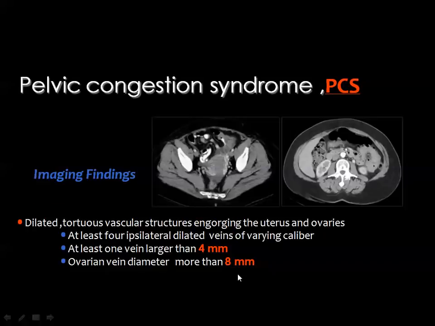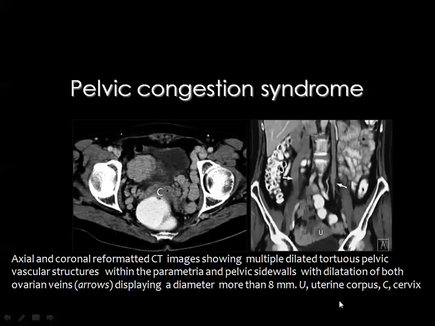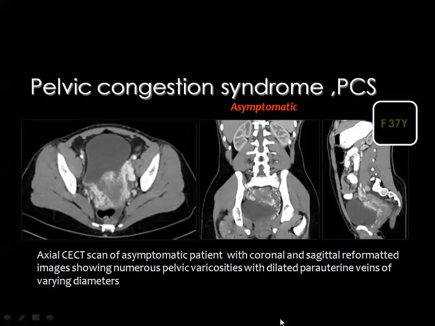And in order to diagnose pelvic congestion syndrome, there should be at least 4 ipsilateral dilated veins of varying calibers, at least one vein larger than 4 millimeters, and an ovarian vein diameter of more than 8 millimeters. And here you see the ovarian vein is dilated, and you see some dilated tortuous veins in the pelvis. And in this example, you get enormous dilatation of the pelvic veins on both sides, and also marked dilatation of the ovarian veins.